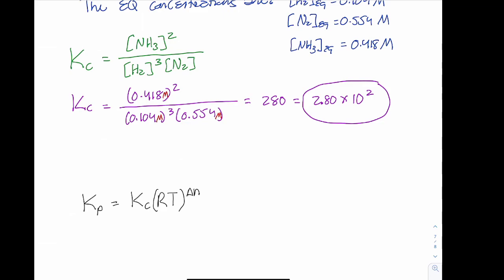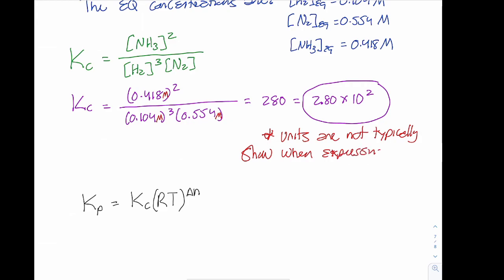And that is entirely different than saying it doesn't have units. If you were answering a multiple choice or a true and false question, and I said equilibrium constants do not have units, the answer is false, right? It has units, we're just not going to show them. So units are not typically shown when expressing equilibrium constants.